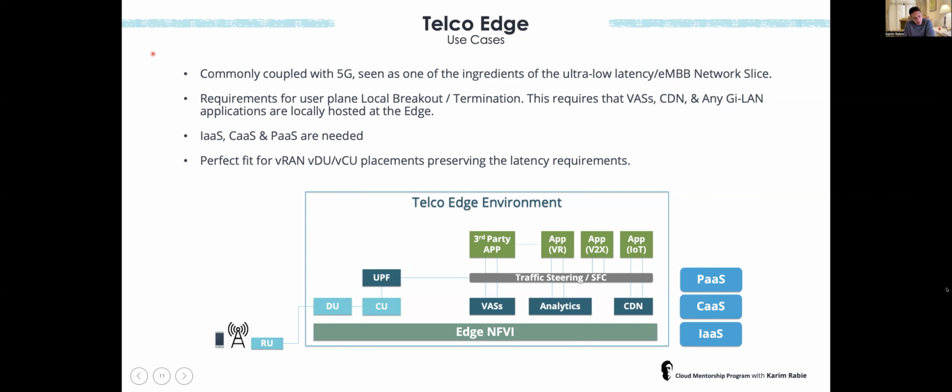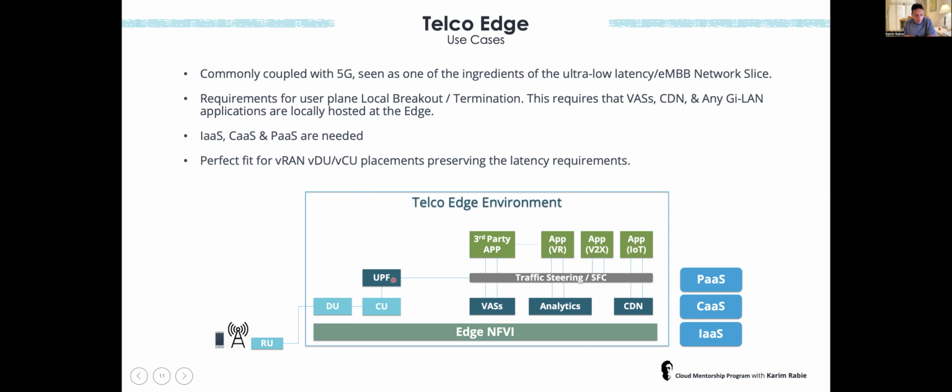And that's why, if you see here, the terms like DU and CU are the logical or functional blocks of the RAN. UPF is the 5G user plane function, and whatever comes after the UPF are the services that are going to be provided to the user. So I'm here drawing the user plane path, not the control plane.